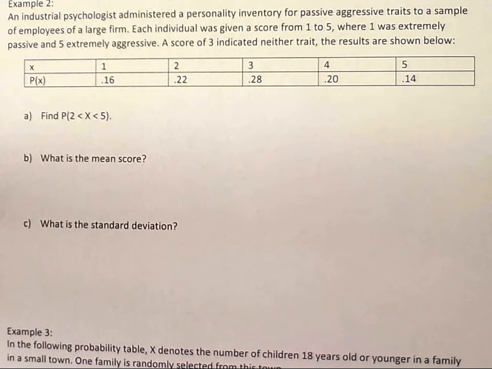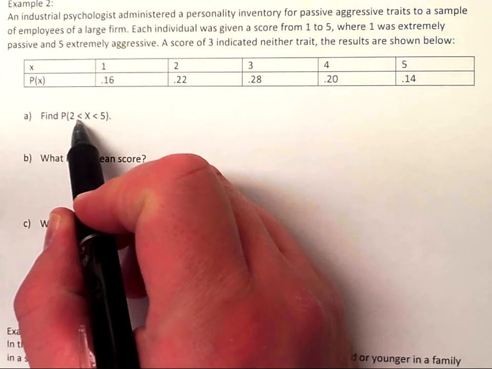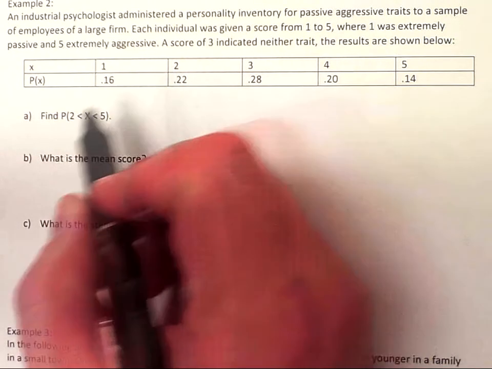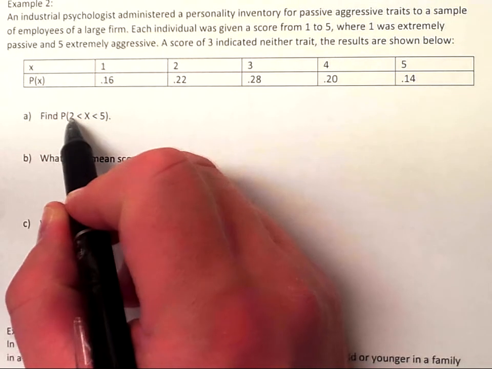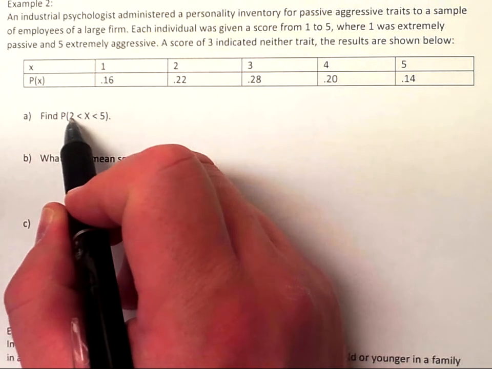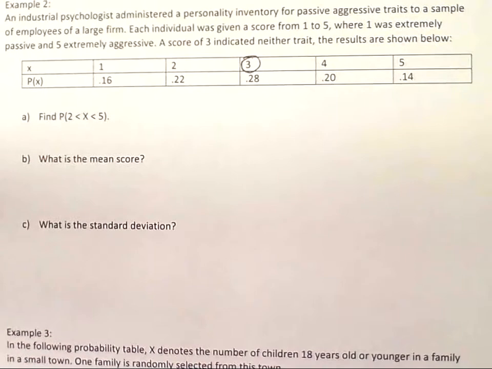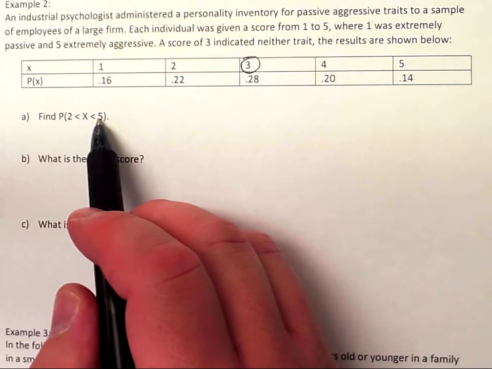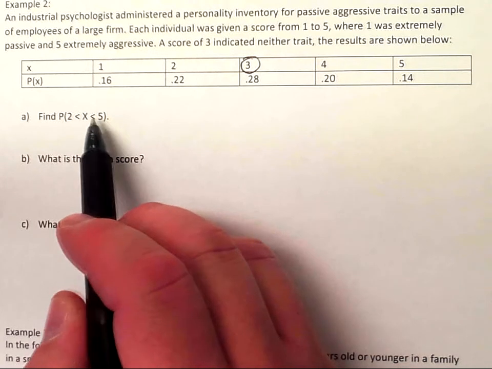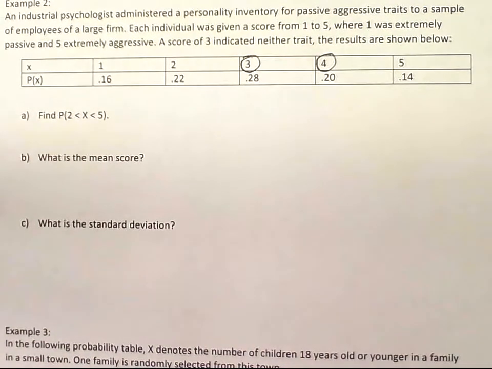So for A, we're trying to find the probability that 2 is strictly less than x, which is strictly less than 5. What numbers fall into that range? 2, 3, 4, 5. So it's just 3 and 4, right? Because if x is strictly greater than 2, then it can be 3, but it cannot be 2. And if x is strictly less than 5, then it cannot be 5. So then it can be at most 4. So it's only going to be the numbers 3 and 4. All right, is everybody good with the numbers just being 3 and 4?